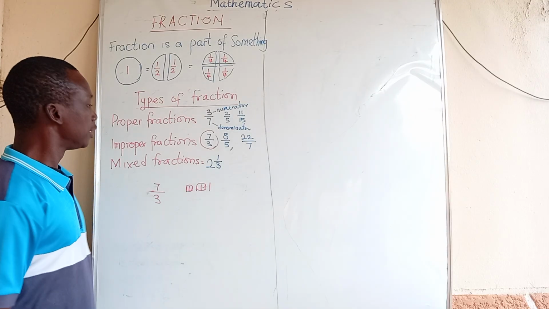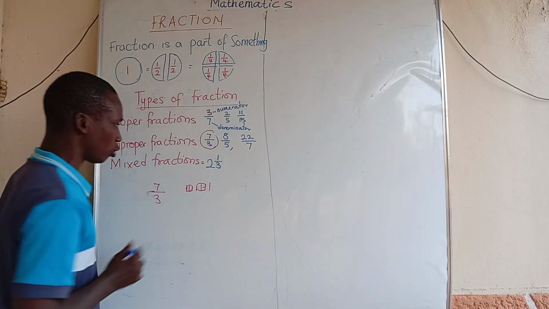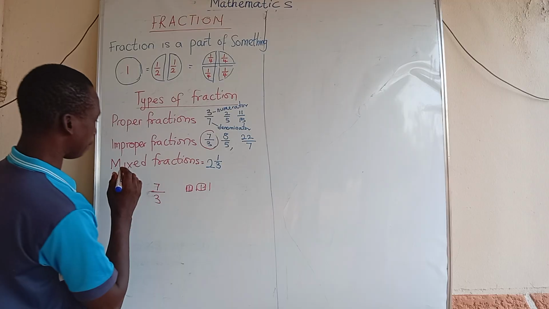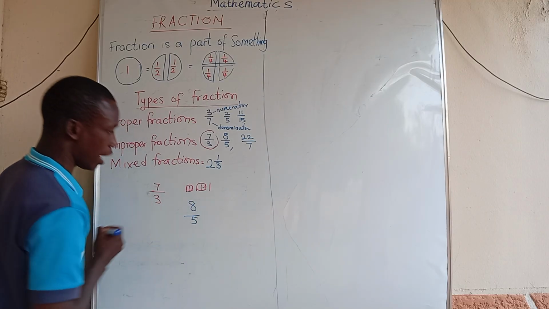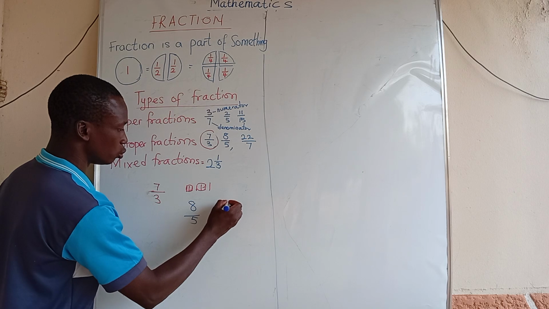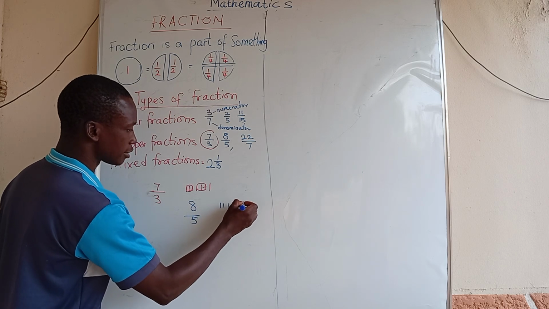Are we together? Then let's also convert this one to a mixed fraction. We say 8 all over 5. We count 8: 1, 2, 3, 4, 5, 6, 7, 8.